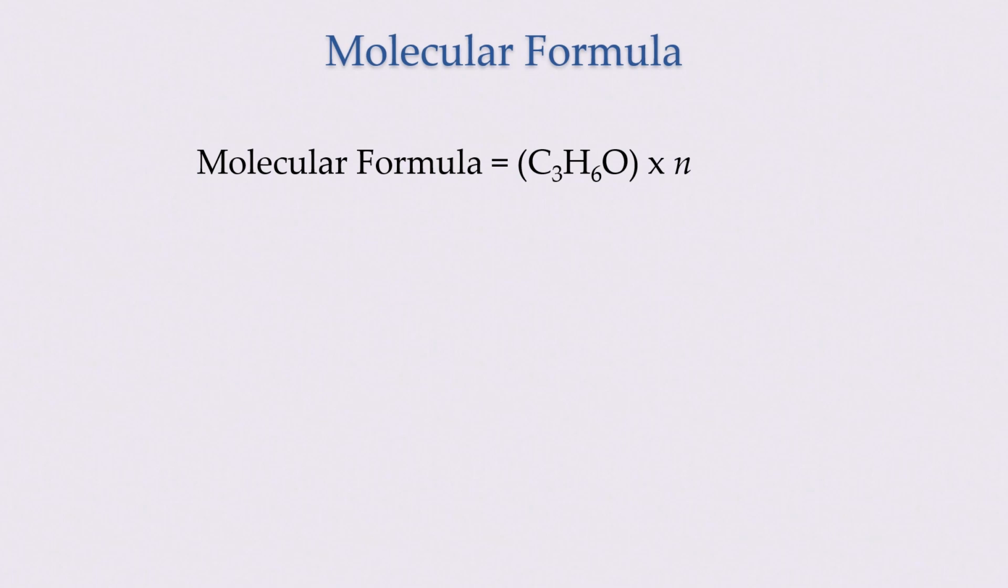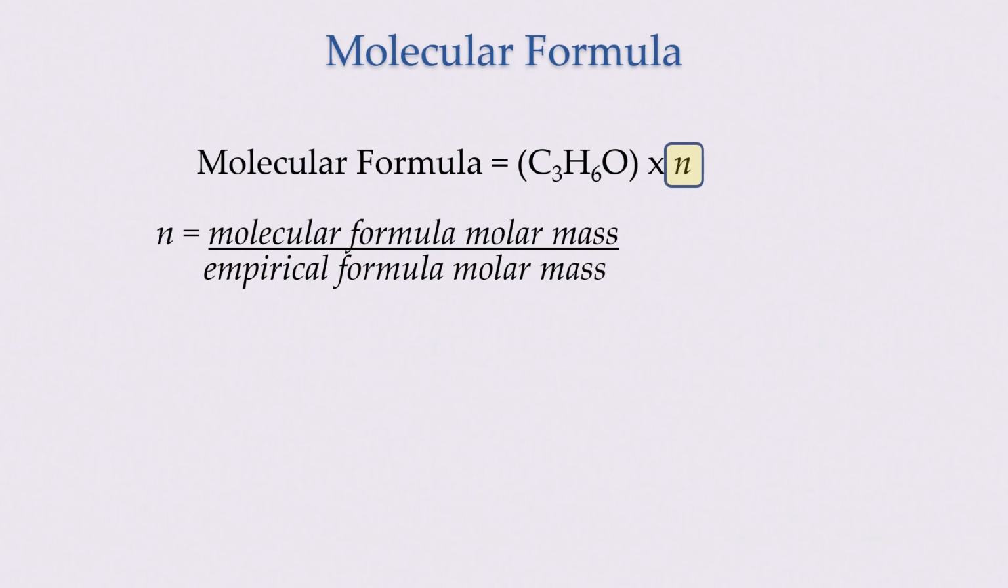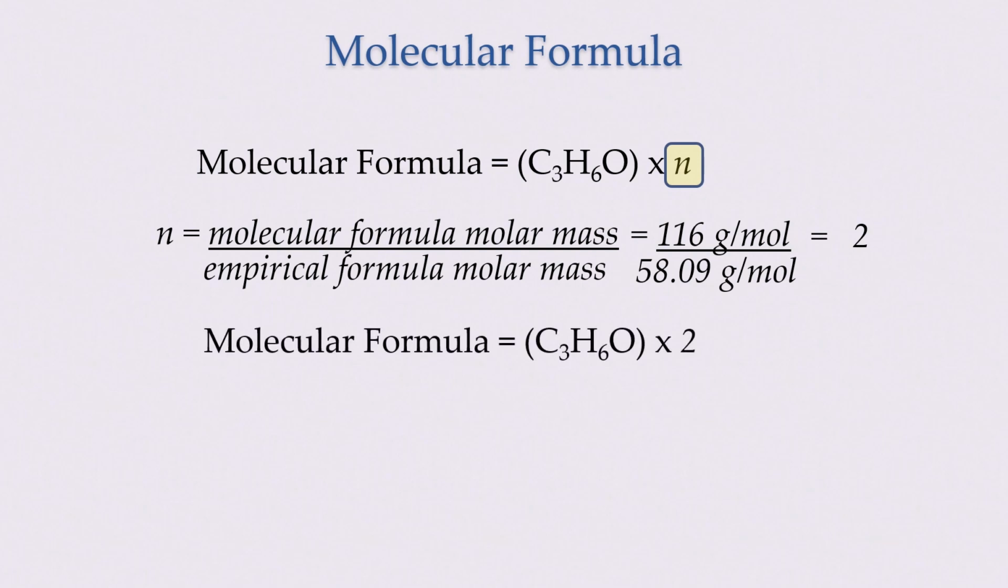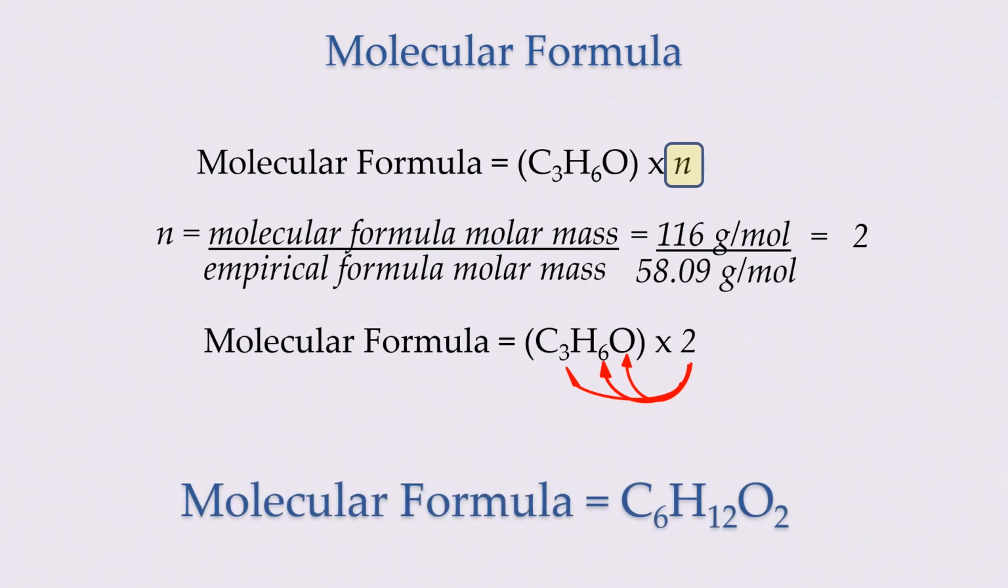The molecular formula is always some whole number multiple of the empirical formula, represented here by the letter N. N is the ratio of the molecular formula molar mass to the empirical formula molar mass. Here, 116 grams per mole over 58.09 grams per mole equals a ratio of 2. We can distribute the ratio of 2 and find the molecular formula, C6H12O2.